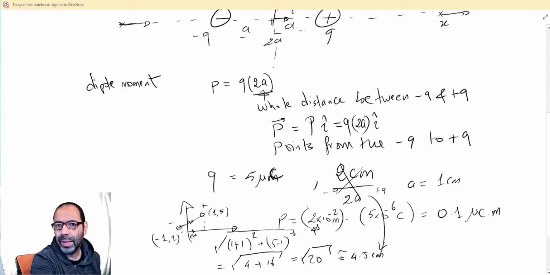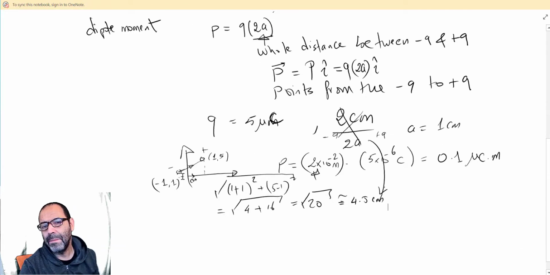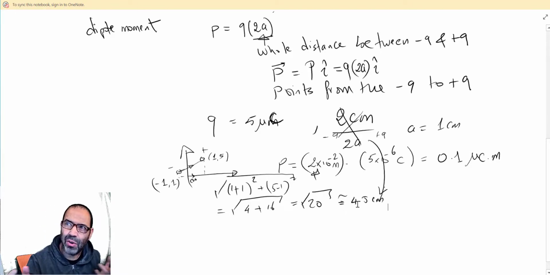From here you can find this, but I actually need the vector that starts from these coordinates, negative 1 1 and 1 5. So I need that vector. Once I have that vector, I can divide it by its magnitude, which turned out to be 4.5 centimeters. So we have all of the information for finding P, because we know exactly where the negative charge is and where the positive charge is, and this is where P is.